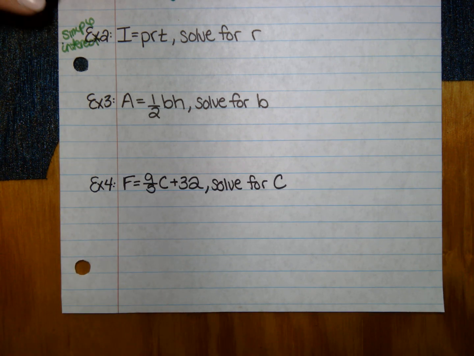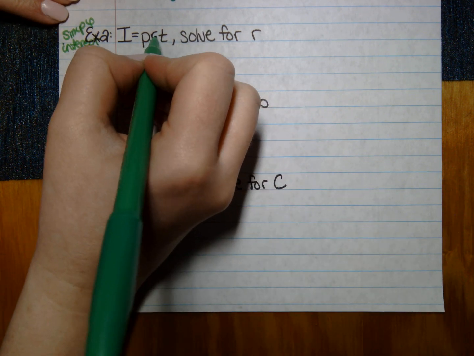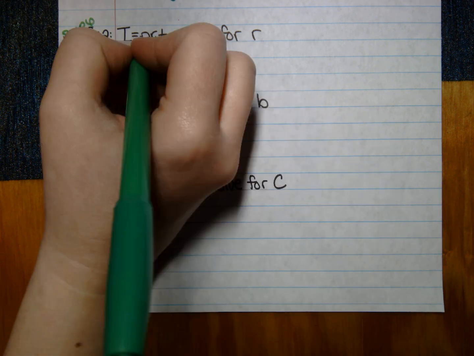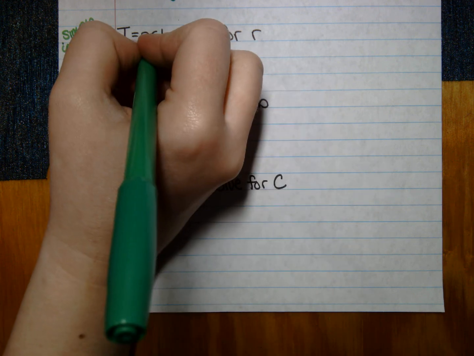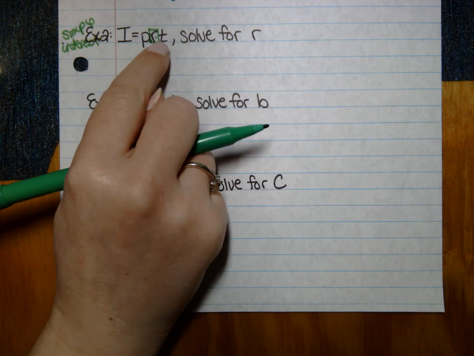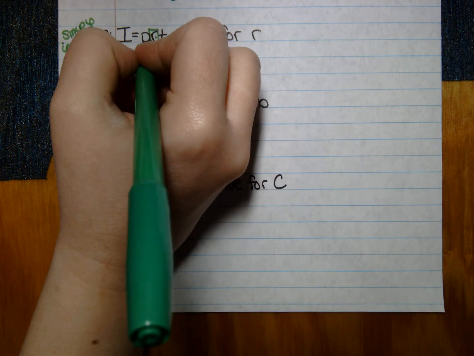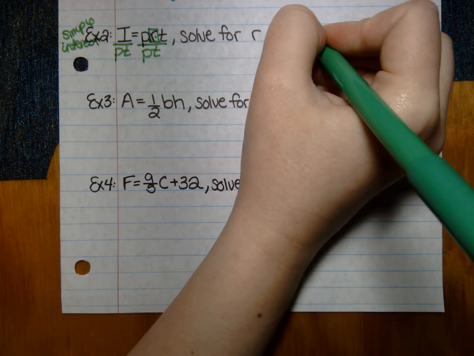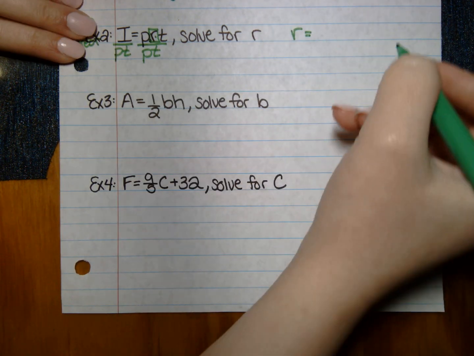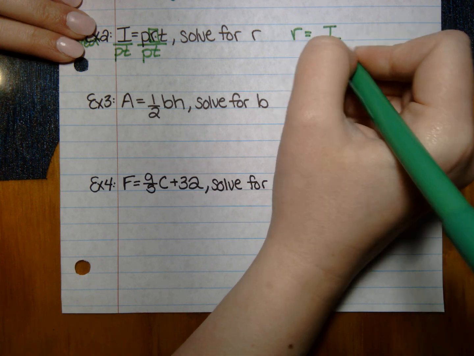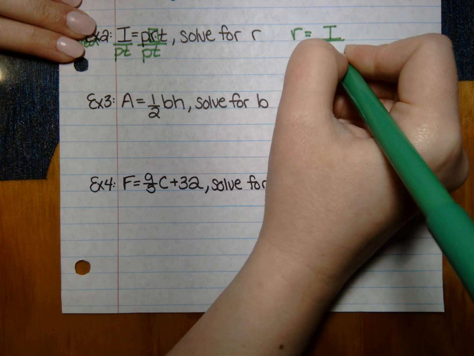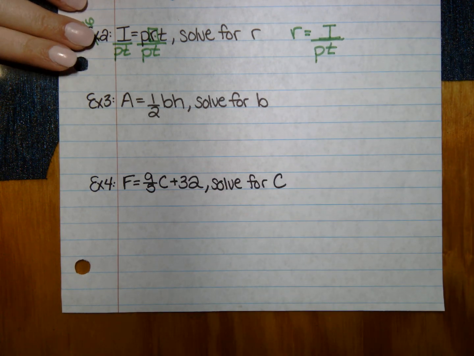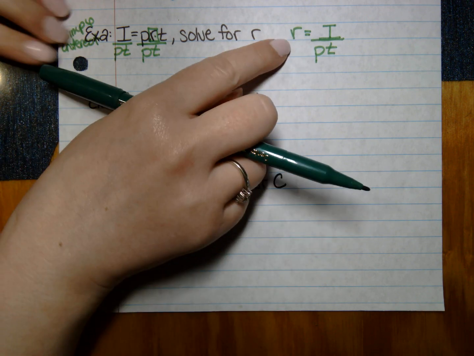So for example 2, again, if I'm trying to solve for r, this says to multiply all three of those pieces together. So in order to get these three pieces separated, if I just want the r, that means I'd have to get rid of the p and the t. So when I divide both sides by pt, my r is by itself, and I'm left with capital I, my interest, divided by my principal times my time. You don't need to go any further because I've isolated this r.